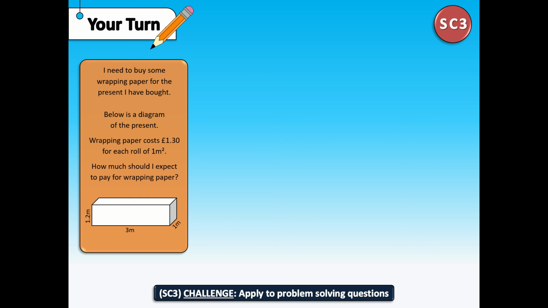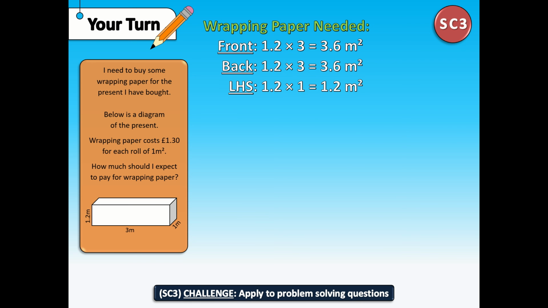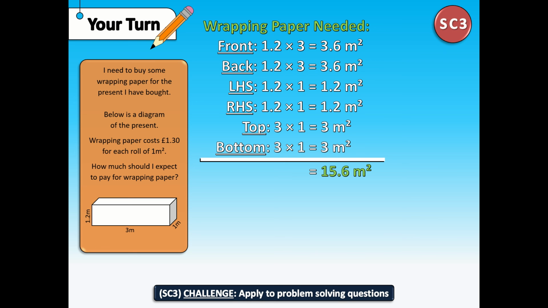For the amber question, we want to work out first of all the surface area of the present. So we've got the front and the back, the sides, the top and the bottom. So that's a total surface area of 15.6 meters squared. So that means we need 16 rolls of wrapping paper, because each roll covers 1 meter squared. We need 15.6. We can't buy 0.6 of a roll, so we need 16. And each roll costs £1.30, so 16 rolls will cost £20.80.